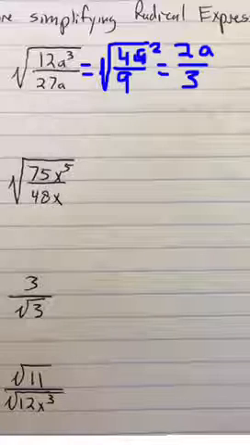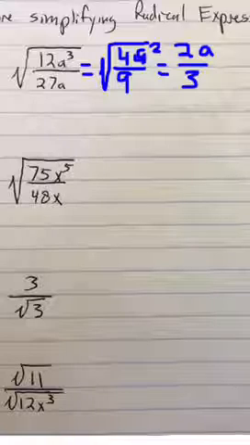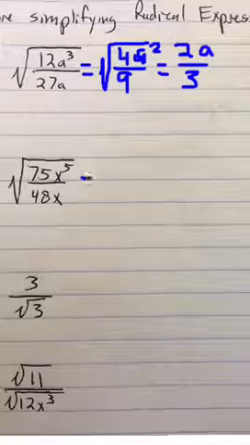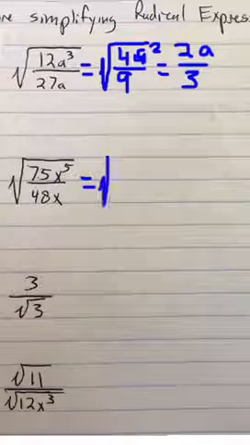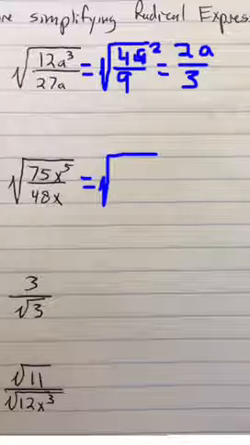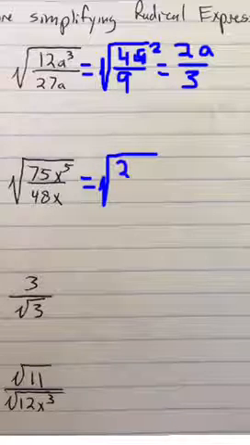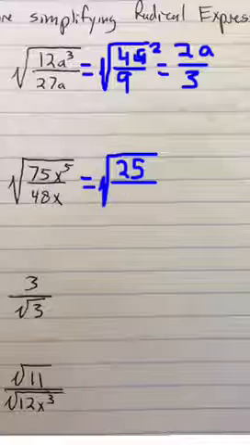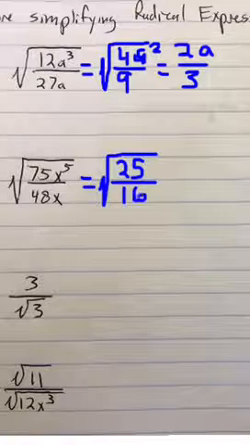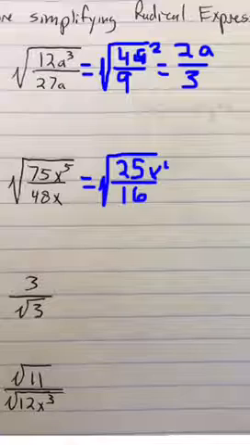Now, let's take a look at the next one. We have the square root of 75x to the 5th over 48x. So let's ask ourselves, is there a number that goes into both 75 and 48? I do believe 3 goes into both of them. So 75 divided by 3 is 25. Look how that's working out for us. 48 divided by 3, I do believe, is 16. Boom. And then we have a single x on the bottom and x to the 5th up top, so we're going to have x to the 4th.